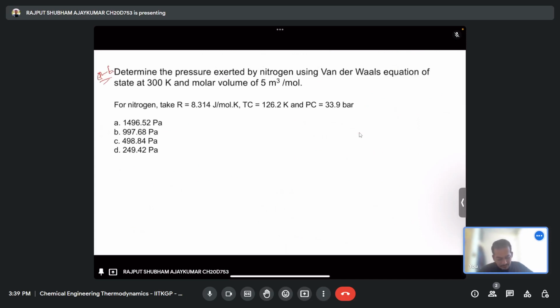So in this question, what they said is to determine the pressure exerted by nitrogen. This is just a similar one, but the thing you have to find is different. Determine the pressure exerted by nitrogen using the Van der Waals equation of state at a temperature of 300 Kelvin and a volume of 5 meter cube per mole. We have been given the universal gas constant, the critical temperature and the critical pressure. So this is TC, this is PC.